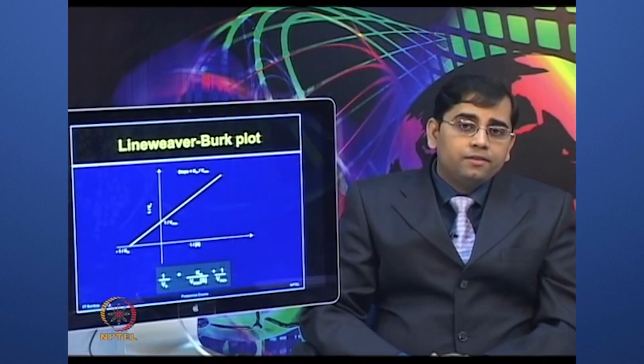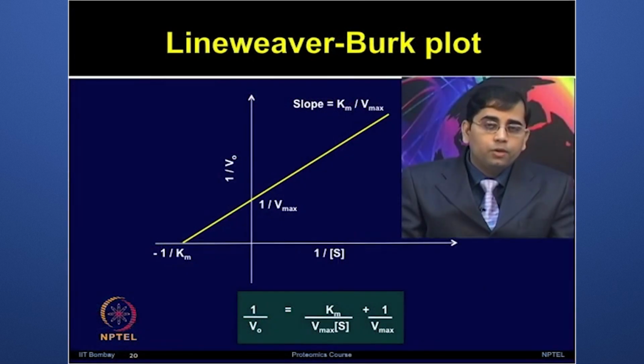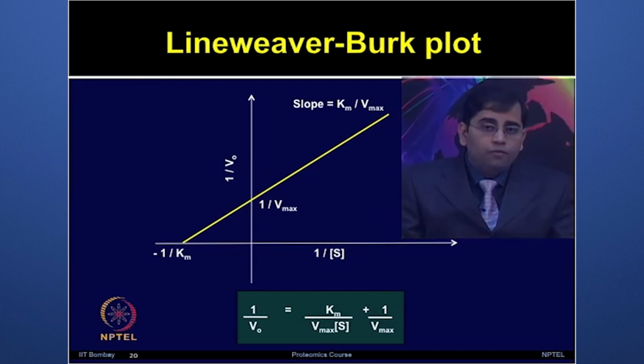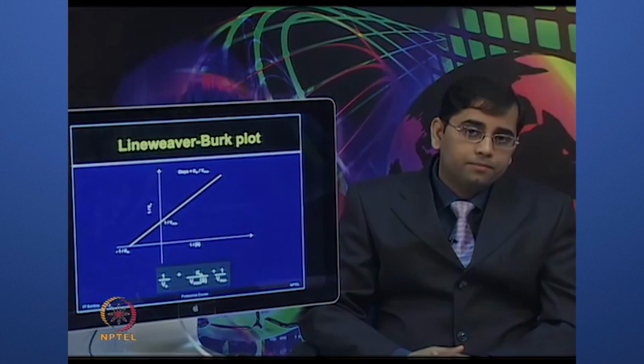So, another scientist gave the Lineweaver-Burk plot or double reciprocal plot, which is a plot of 1 by V0 versus 1 by S. It is the reverse of the V0 versus S plot, which was taken in the case of the Michaelis-Menten equation.